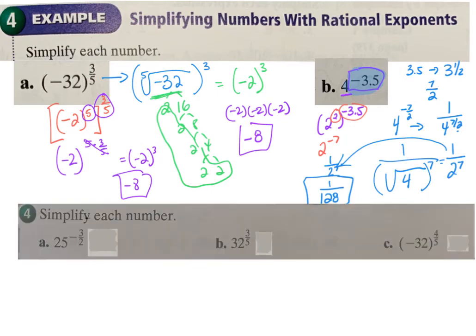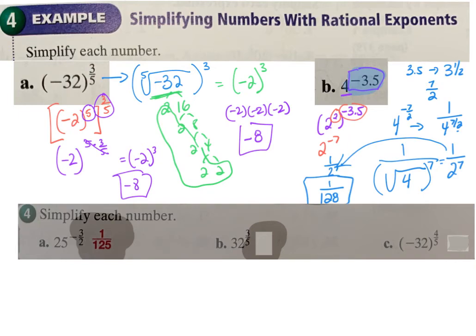For A, 25 to the negative 3 halves, you could have written that as the square root of 25 cubed in the denominator position. So that would have given you what as your answer here? 5 cubed. Yes, 1 over 5 cubed, which is 1 over 125.